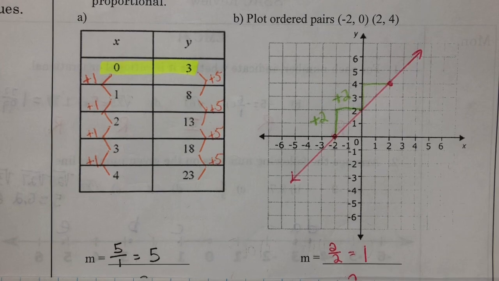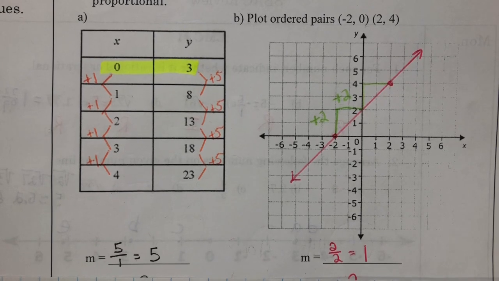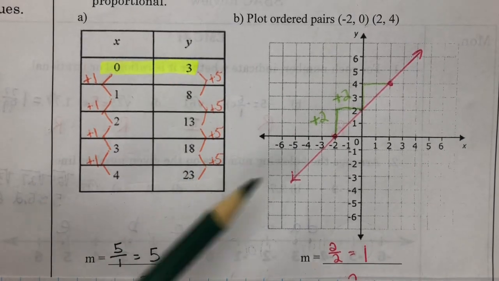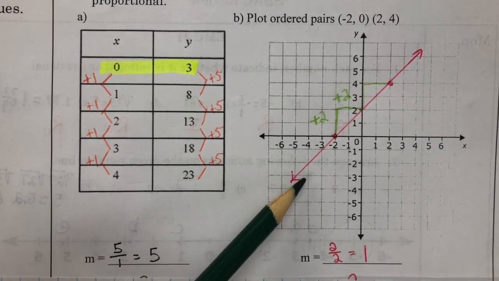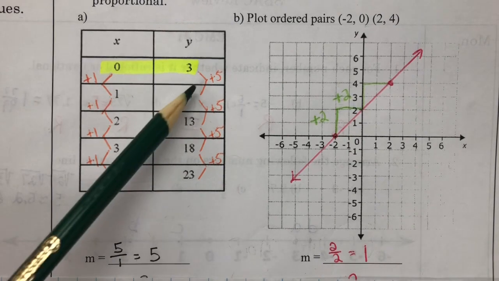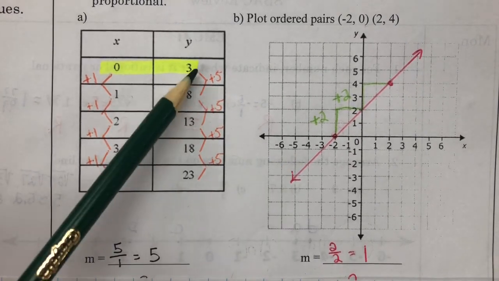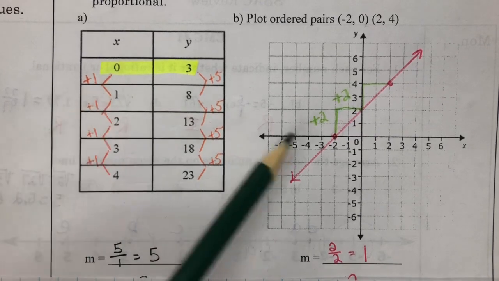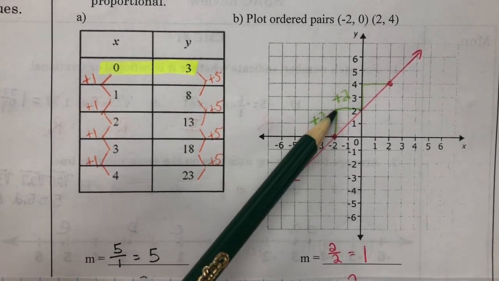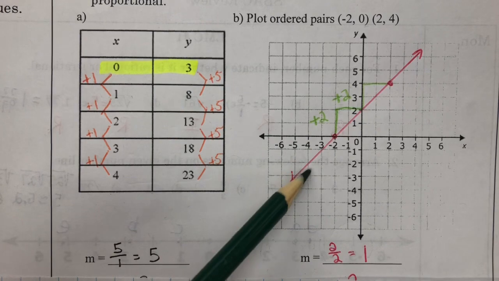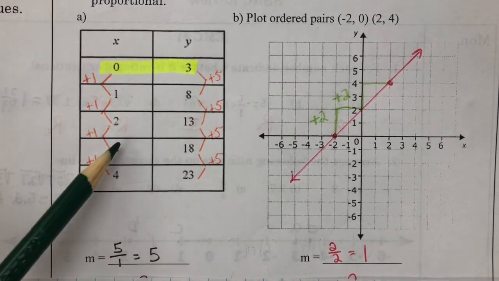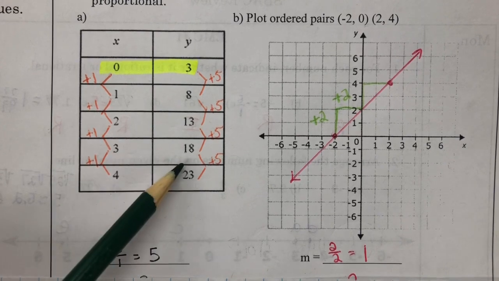Next, I need to determine whether they are proportional. Remember, proportional means two things. One, it's linear, has a constant rate of change. Well, both of these have constant rate of change. You can see that this is a rise of 5, run of 1. This one's rise of 2, run of 2. So it's linear. So it meets that criteria, that it's linear.